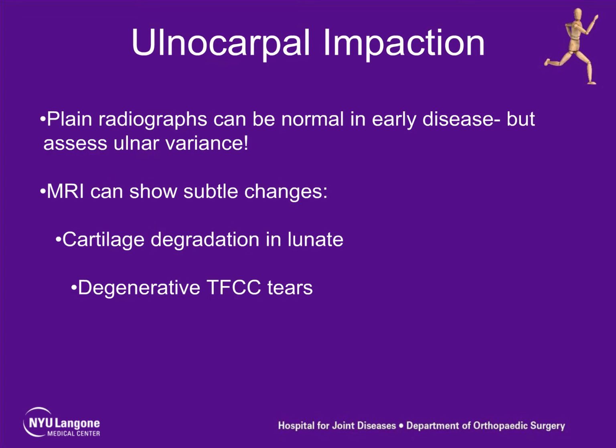So plain radiographs can be normal in the early disease, but remember, if you're suspecting ulnar variance or ulno-carpal impaction, you've got to make sure you get the good X-ray and measure ulnar variance correctly. MRI, as I showed you, can show cartilage degradation in the lunate and degenerative TFC tears.